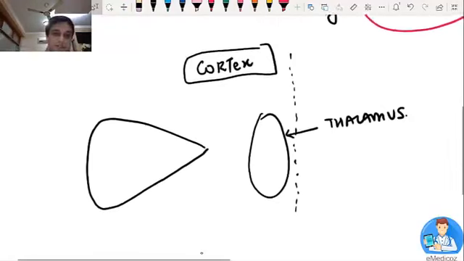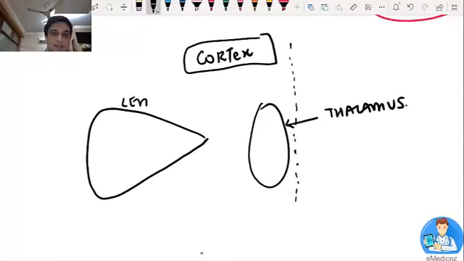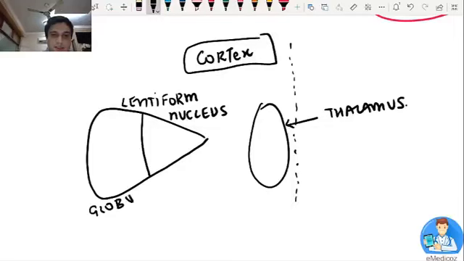Now this nucleus has got a name, the lentiform nucleus. Lentiform nucleus, right? Now remember this, the lentiform nucleus is made up of two structures. One is the globus pallidus, the outer part of it.